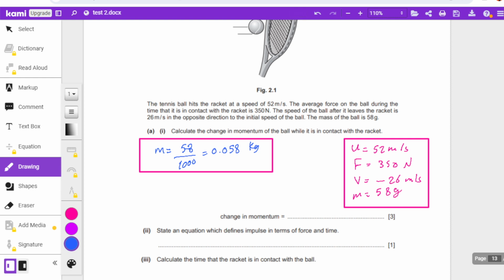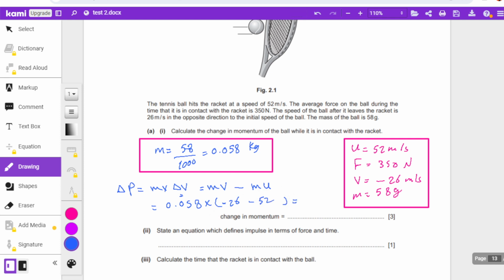Calculate the change in momentum of the ball while it's in contact with the racket. He asked to find the change in momentum. Change in momentum equals mass multiplied by change in velocity. You can also write it as mass multiplied by v minus mass multiplied by u. Both are right. So mass, after converting, is 0.058 multiplied by change in velocity. Final velocity is negative 26 minus initial 52.